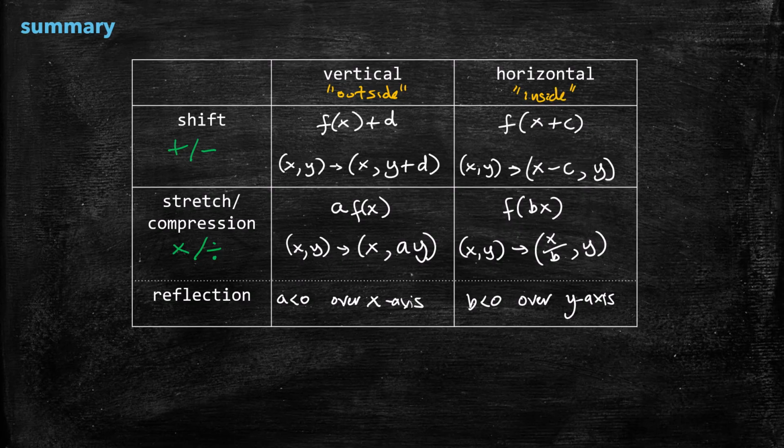Now, we've looked at each of these in isolation. In the next video, we will look at what to do if all of these are going on at once. How do you process all 4 transformations? Well, 4, with reflections kind of as a subset of stretch compressions. How would you graph something like a f of b of x plus c, plus d, interacting all together?